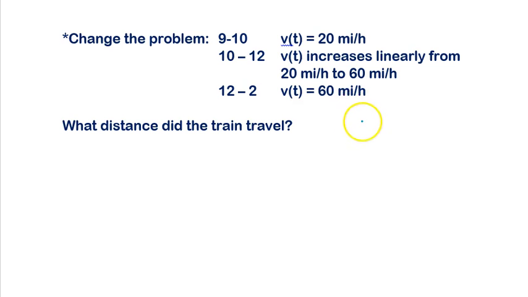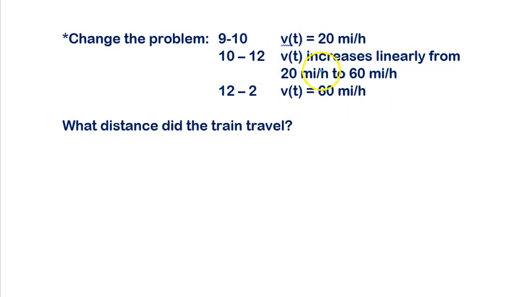Okay, so that was a basic example. Now let's change the problem. Still having our train moving on the track, but we're going to say that from 9 a.m. to 10 a.m. they were going 20 miles an hour. From 10 a.m. to 12 p.m. they were increasing linearly their speed from 20 miles an hour to 60 miles an hour, so very slowly increasing but linearly at the same rate throughout that 10 to 12 time period. And then from 12 to 2, they were going at a steady 60 miles per hour.